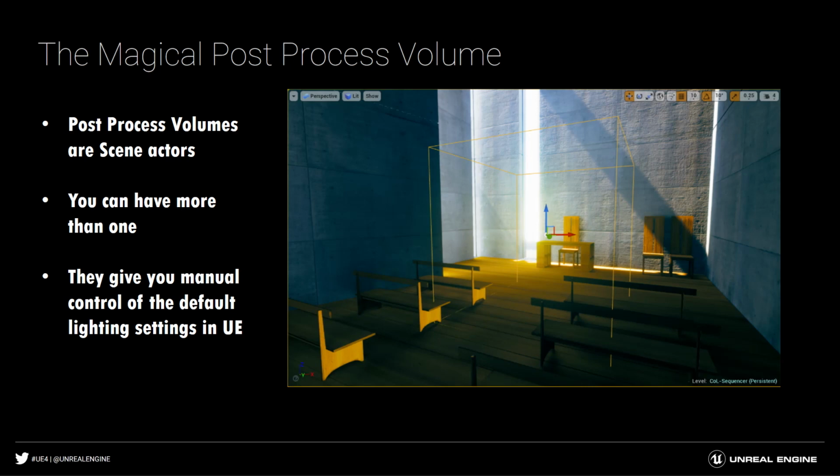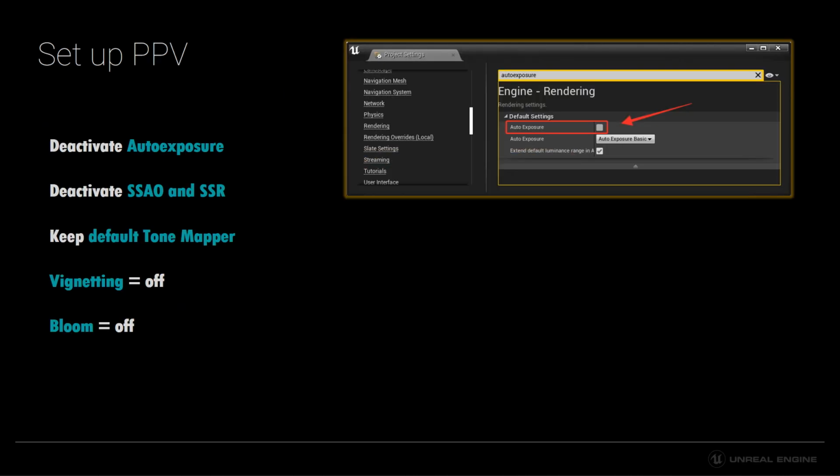The post-process volume, just like the lightmass importance volume, is just a simple non-rendering actor that goes into your scene. You can have more than one, which is really kind of cool. So you can actually do different light setups per room. But in the case of just stripping out all of the cool effects from Unreal Engine, we're only going to use one. We want that manual control back. So the first thing that we're going to do is deactivate auto exposure. We're going to deactivate screen space ambient occlusion and screen space reflection.